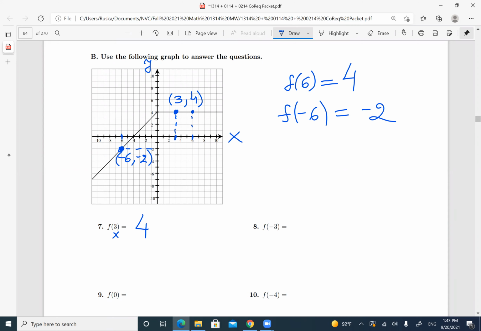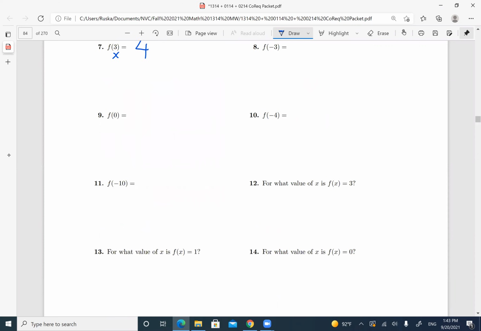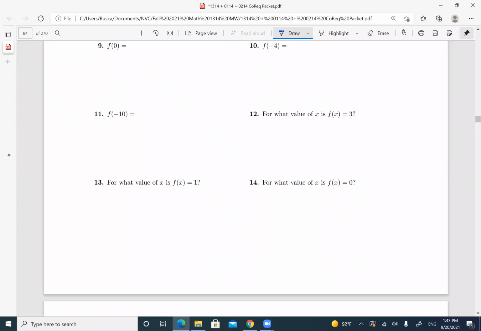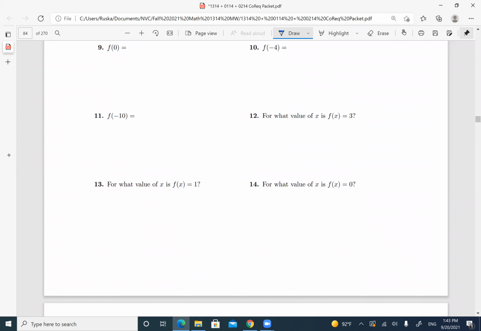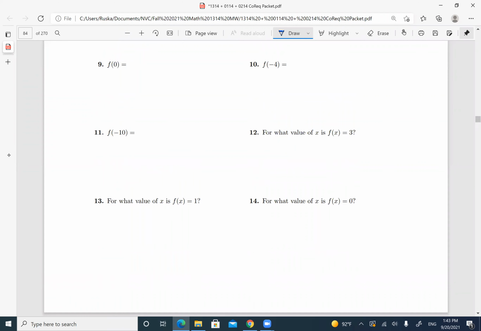Just read the graph. Okay, then the next part here, number 12 to 14, they give me the y. Which one do you want to do? 12, 13, or 14? Pick one. Let's see. Want to do 13, I guess. 13. Okay, let's do 13.